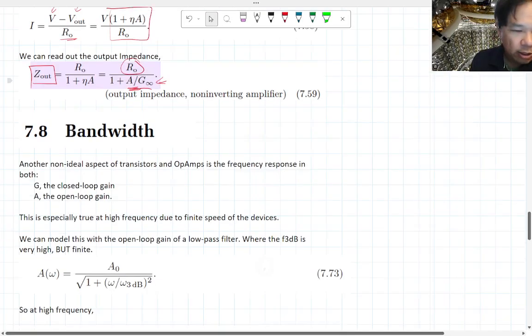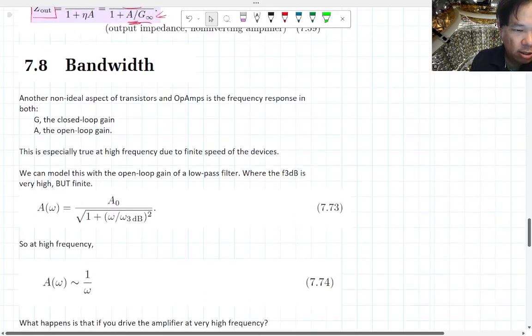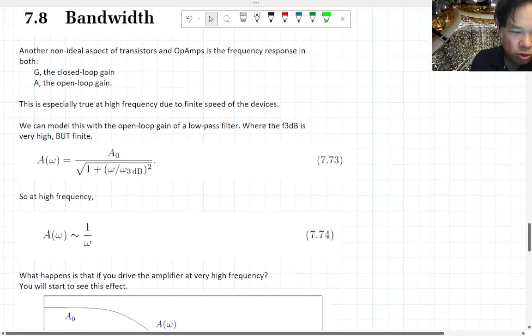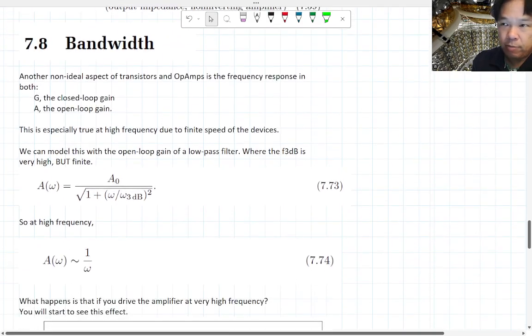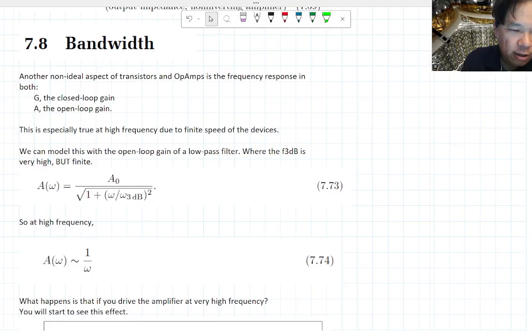Okay, so let's wrap this up. Let's talk about bandwidth. This may be a little bit longer than the other one. Sorry about that. There are also other non-ideal aspects of the op-amp. We already talked about closed loop gain versus the open loop gain, and this G infinity stuff.